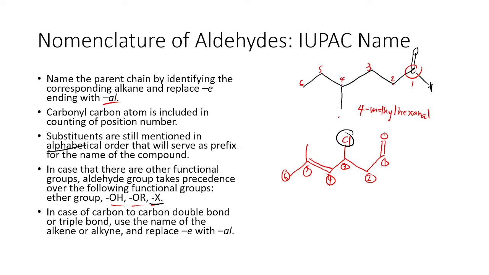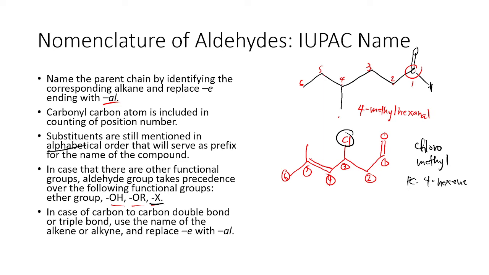And since may double bond tayo, we need to include that double bond in our parent chain. So basically, ilista natin dito, we have a chloro, we have methyl, and our parent chain will be 1 to 6. So that will be hexane kung wala tayong double bond. Since yung double bond natin ay nasa 4, we have here 4-hexene.